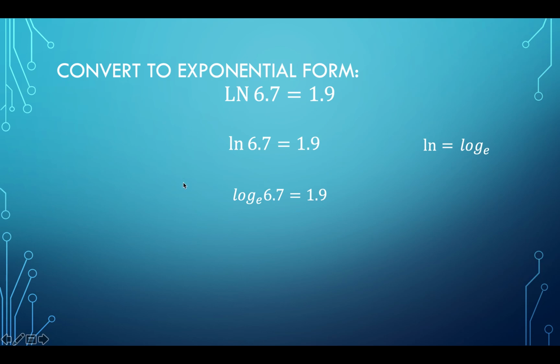Okay, so back over here. We have log base e of 6.7 is equal to 1.9. e is our base, 1.9 is our exponent, and 6.7 is our answer. So I go ahead and do that. e to the 1.9 power is equal to 6.7.